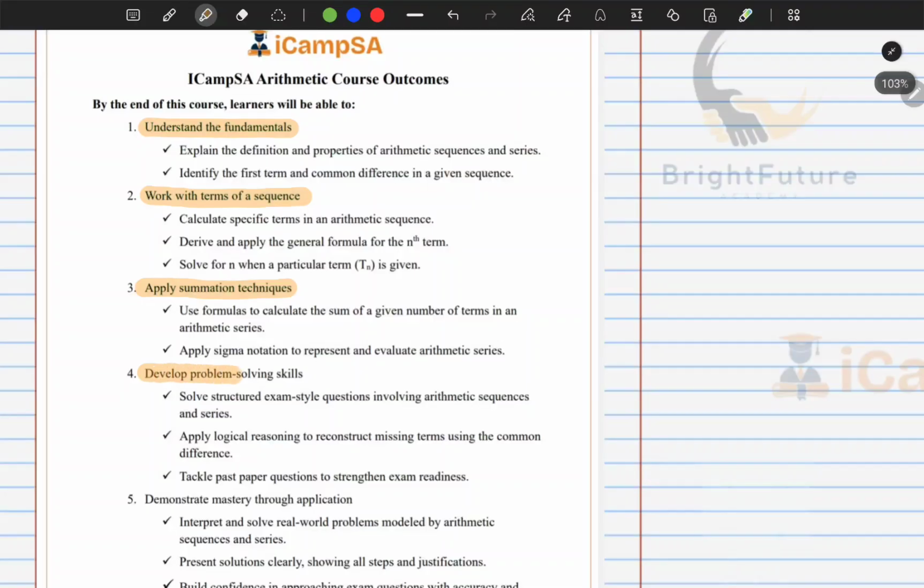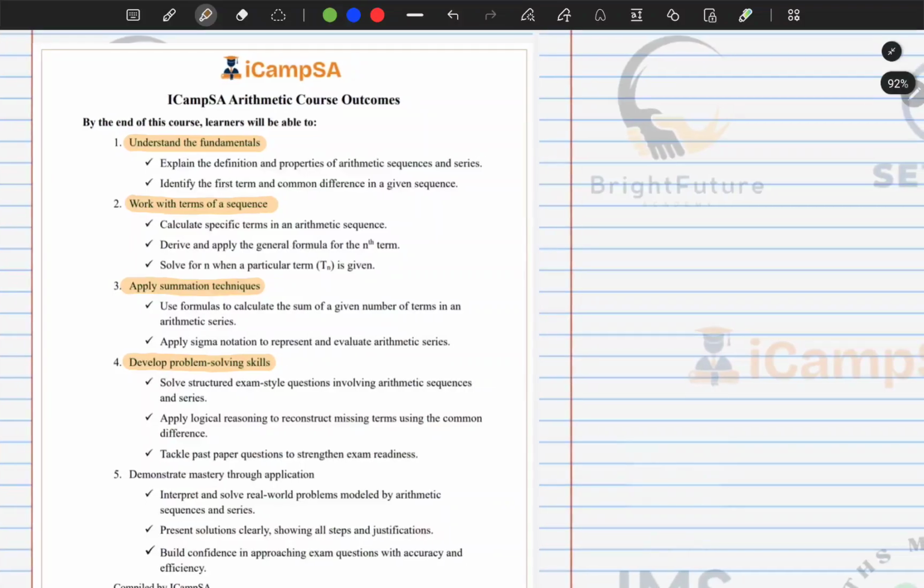Number 4, you will develop your problem-solving skills. So you'll be able to solve exam-type problems because as part of this course, we will be doing problems from past exam papers to help you to understand sequences and series even better, specifically arithmetic sequences in this instance.